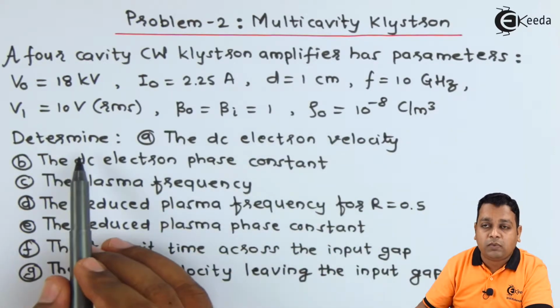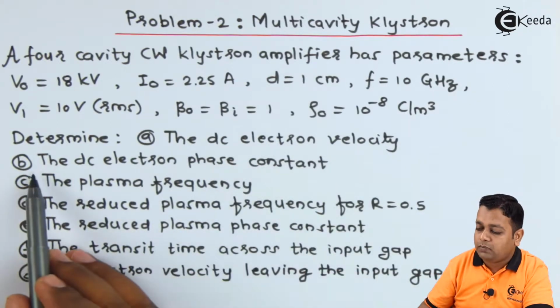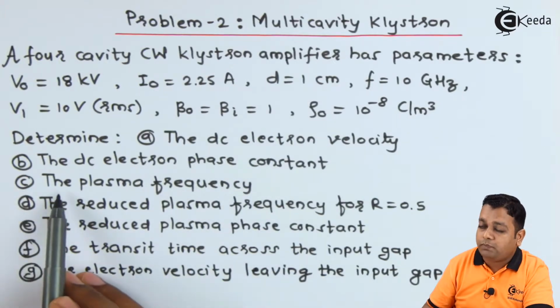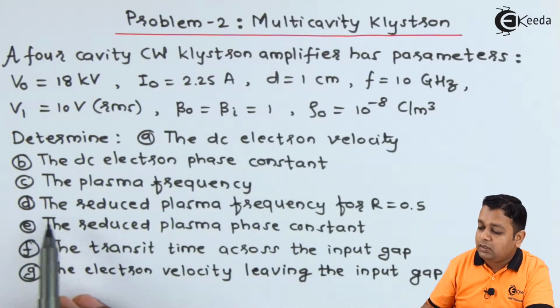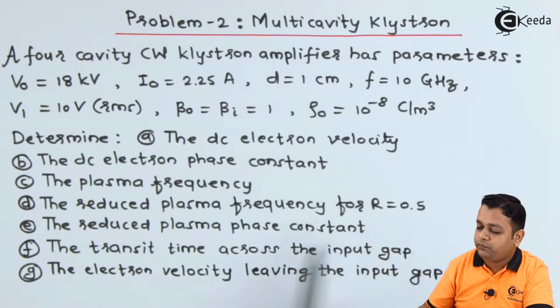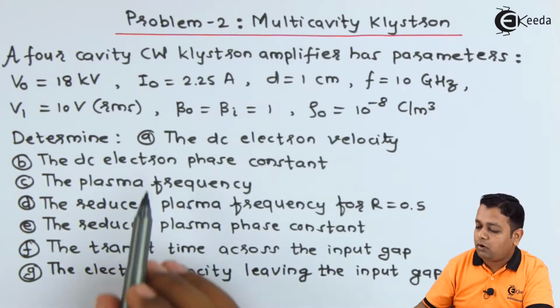We are asked to determine in part A the DC electron velocity, in part B the DC electron phase constant, in part C the plasma frequency, in part D the reduced plasma frequency provided R is equal to 0.5. Next, the reduced plasma phase constant. In part F, we require the transit time across the input gap, and lastly the electron velocity leaving the input gap. So let us solve for part A.